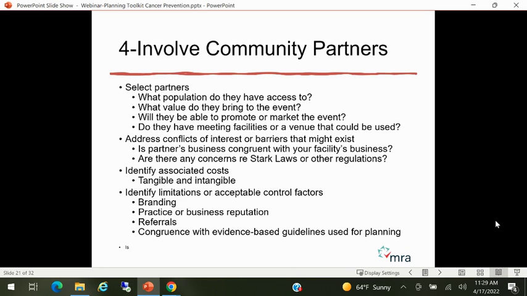Once you have a profile, as you've seen here, on your partner, then you're going to know the right partner to bring in and involve in your event.